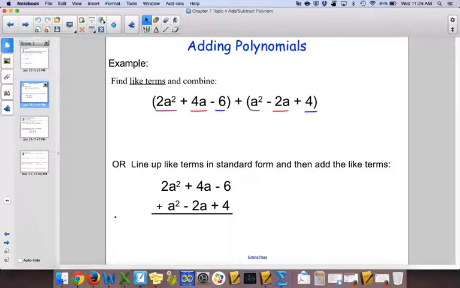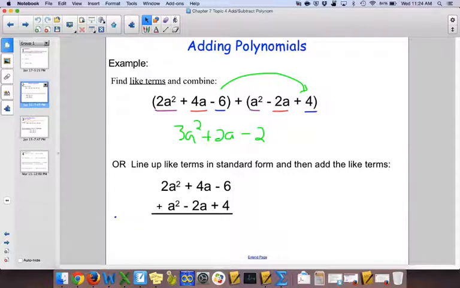Okay, so if you're looking at this here, we're adding things together. So we have a 2a squared and a 1a squared. It's going to give us a 3a squared. We have a 4a and a minus 2a. So where it's 4 minus 2 would be a positive 2a. And then a minus 6 and a positive 4 will give us a minus 2. So we're kind of going from left to right combining terms.